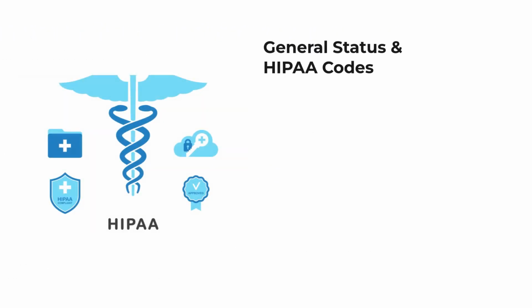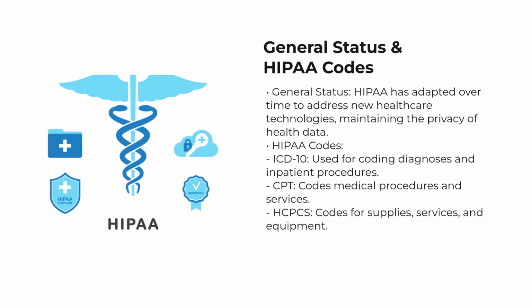General status and HIPAA codes. General status: HIPAA has adapted over time to address new healthcare technologies, maintaining the privacy of health data. HIPAA codes: ICD-10, used for coding diagnosis and inpatient procedures; CPT, codes medical procedures and services; HCPCS, codes for supplies, services, and equipment.